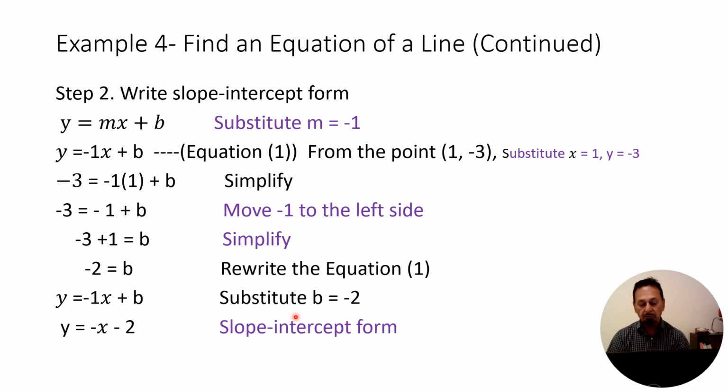Now we substitute b equals -2 into equation number 1, y equals -1x plus b. So this equation becomes y equals -x, because 1 times x is x, so minus x, and b is -2. So that's the slope-intercept form of the equation we are looking for.